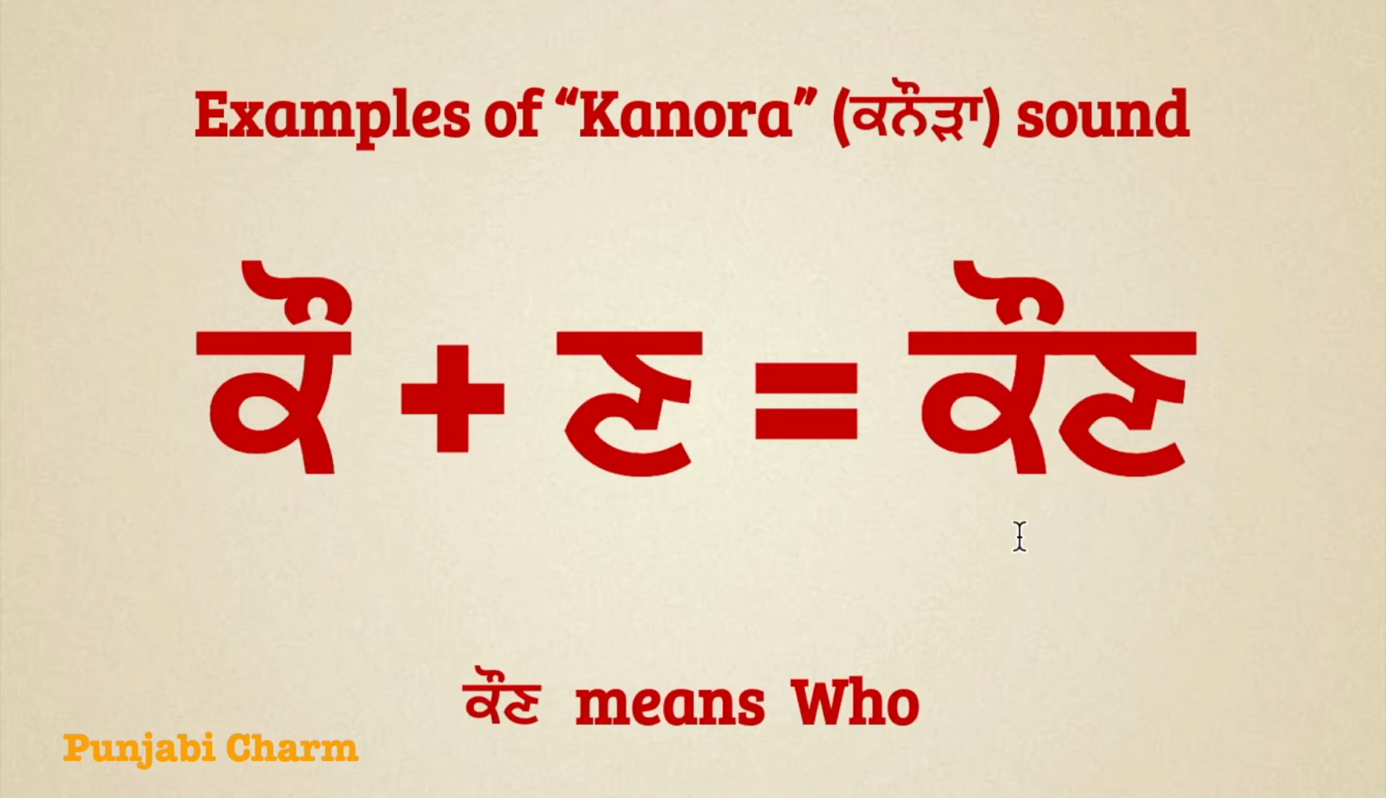The next word is corn. Corn means who. And to read this word, we can say kakke nu Kanora kon, rana mukta na, corn. You can repeat after me. Corn. Let's check out next word.